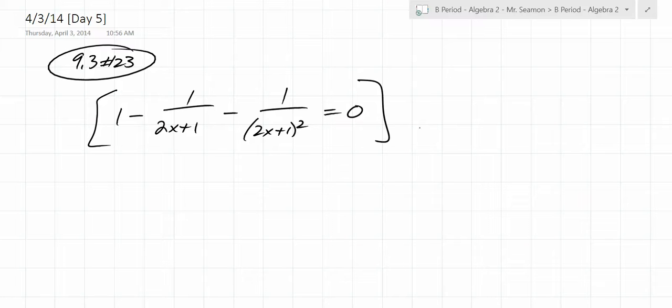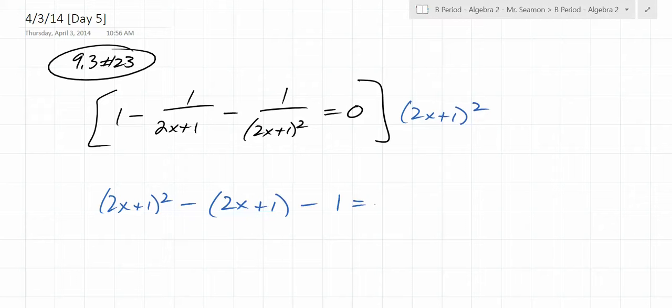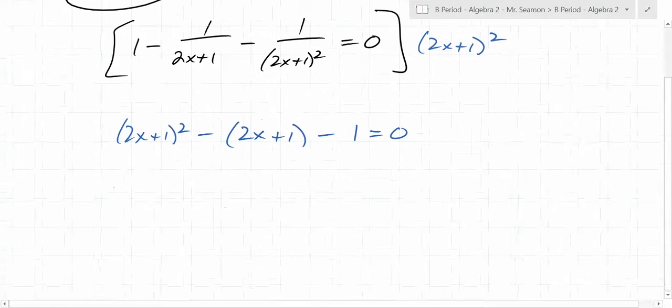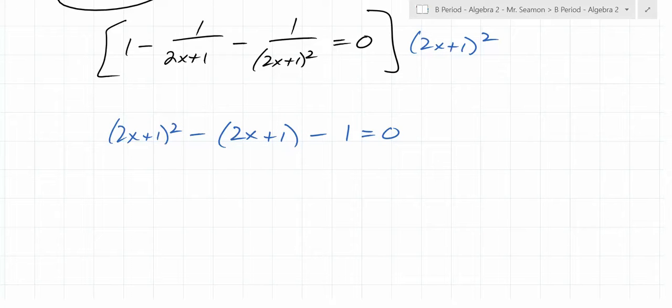The common denominator. So what do you want to multiply by? Yeah. So if you multiply by 2x plus 1 squared, you end up with 2x plus 1 squared minus 2x plus 1 minus what? Yeah. And it equals 0 because 0 times anything is 0. At this point, what are you forced to do? What do you have to do? Yeah, you're going to have to distribute and multiply it out, exactly.